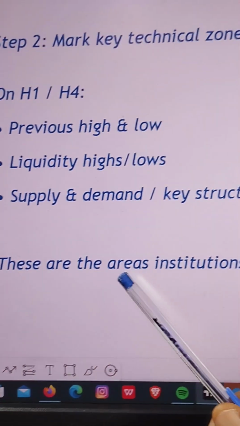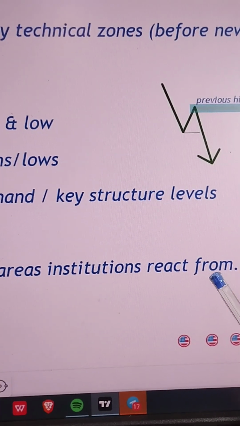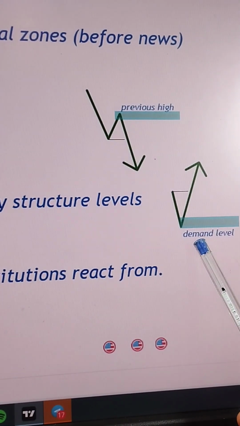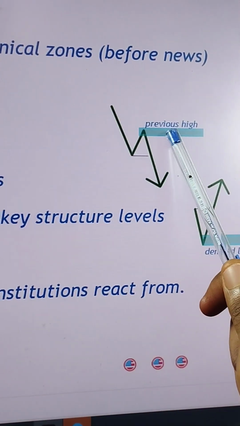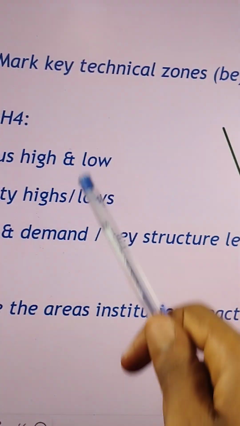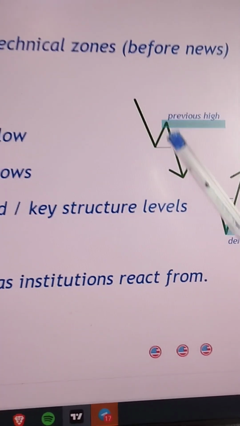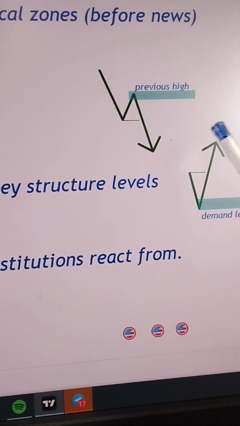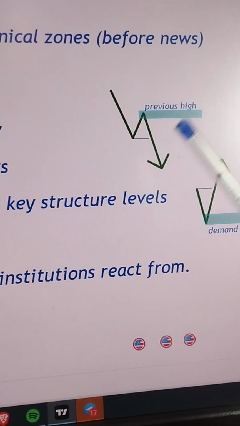These are the areas institutions react from: your demand levels, your previous highs and lows. Before the news, you are going to be marking them. This is called pre-news positioning. It positions you before the news.